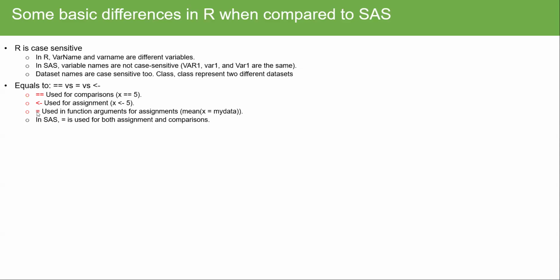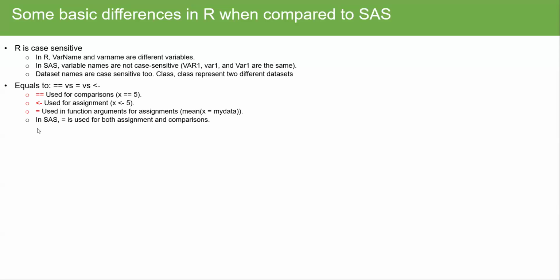And then we also have single equals to in R, but it is most probably used in assigning a value to a parameter in a function. For example, here I am making use of the equals to sign to specify that the x parameter of the main function has to use a value of my data. So equals to is used for assignments, but most of the time it is only in passing arguments to your functions.